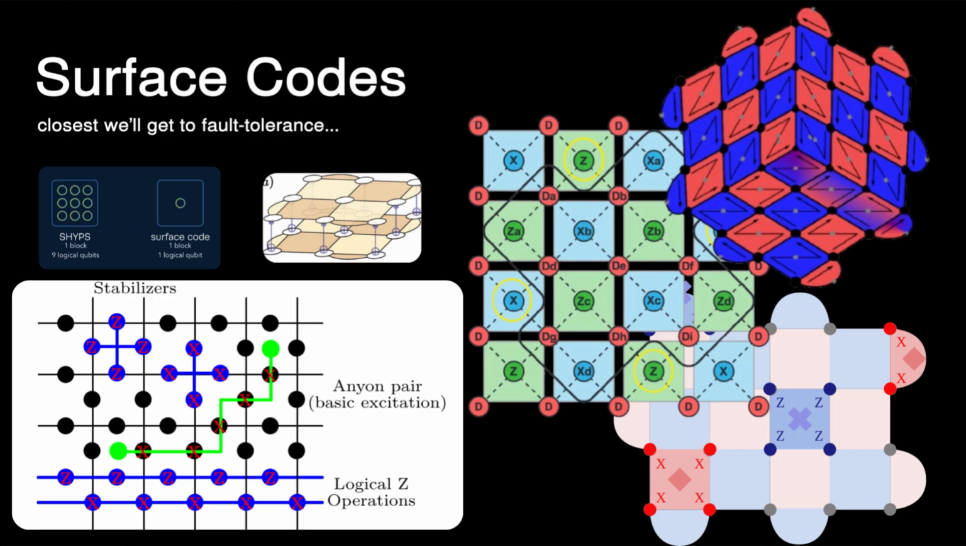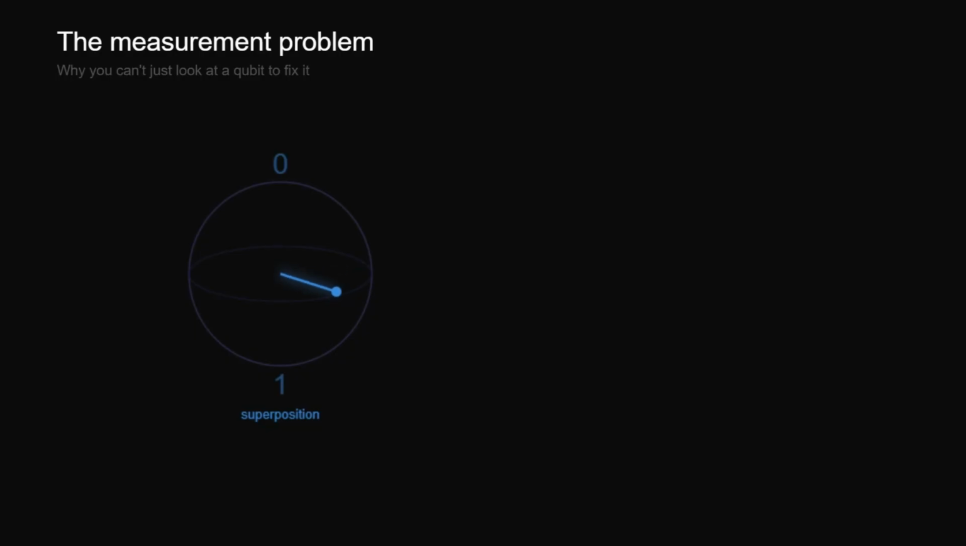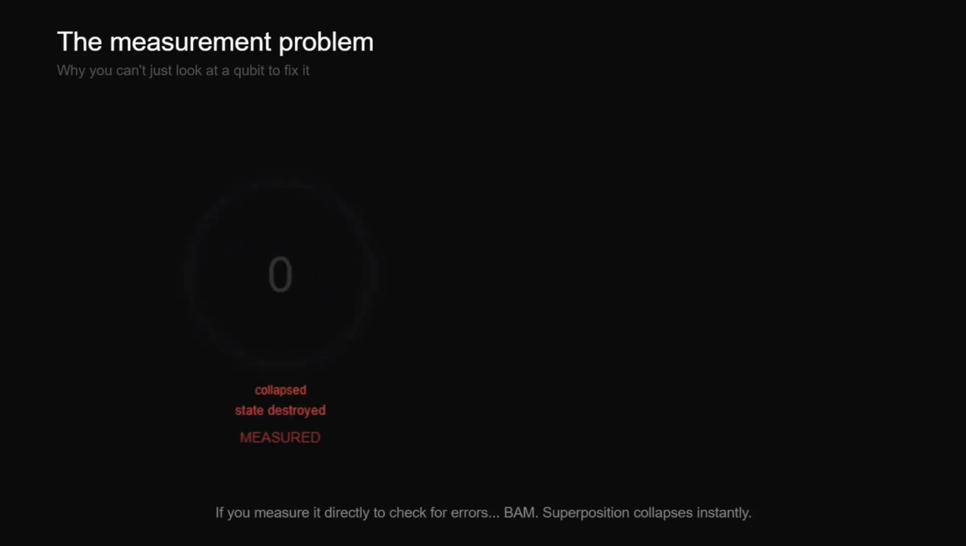To understand why this is such a crazy detective game, we have to understand the core paradox of quantum computing. Think about your everyday laptop. If a bit accidentally flips from 1 to 0, your computer just looks at the memory, spots the error, and boom, it fixes. But a quantum bit, a qubit, is different. It exists in this incredibly fragile state of superposition. It's a 0 and 1 at the exact same time.